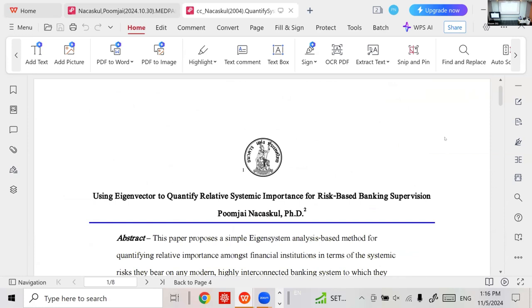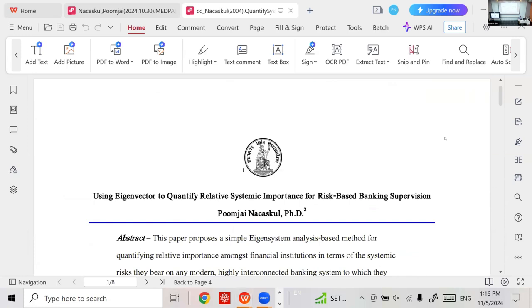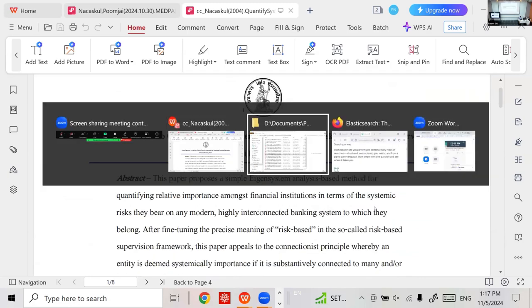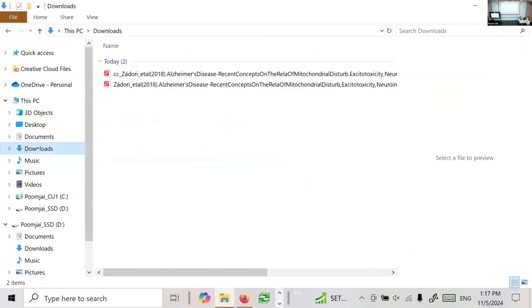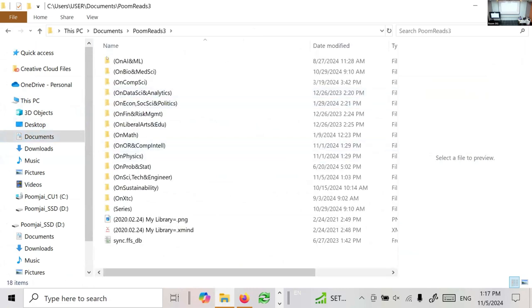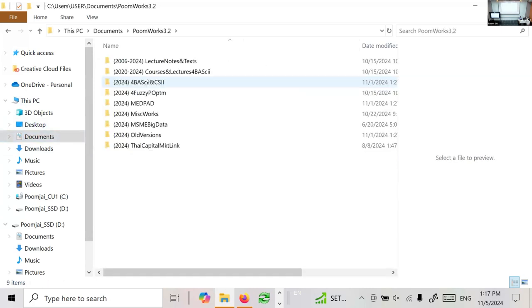Okay, so let's start today's lecture. Okay, so for that, let me go to the textbook, right? So open your textbook and also start your Mathematica notebook.